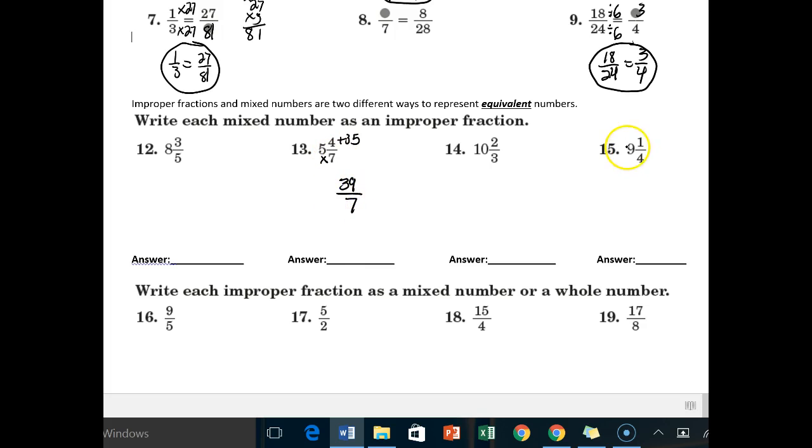I will do that one more time in number 15. So 9 times 4 is 36. I add it to my numerator, so I have 37 over 4. Make sure you write these down here in the answer space so I can clearly see your answer. We'll be good to go.